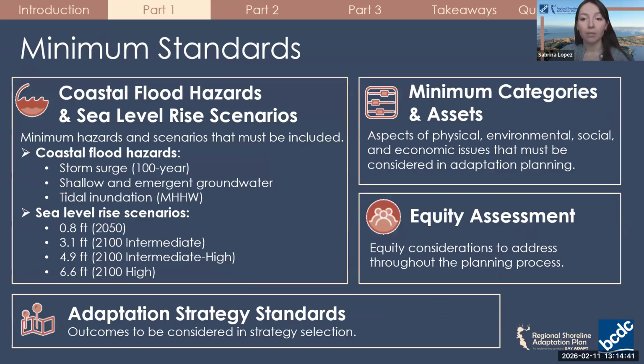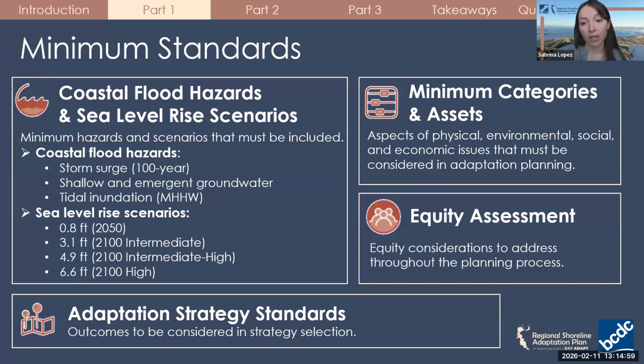Next, let's look at the minimum standards. These are the essential requirements that every subregional plan must meet. They provide a consistent foundation across the region and are referenced throughout the plan elements. And there are 4 key standards.